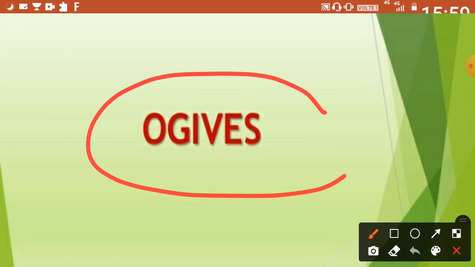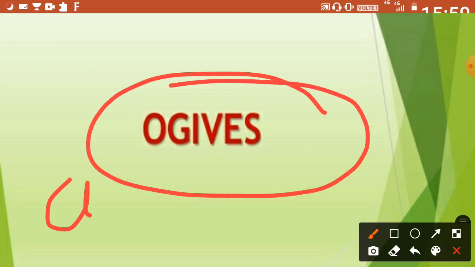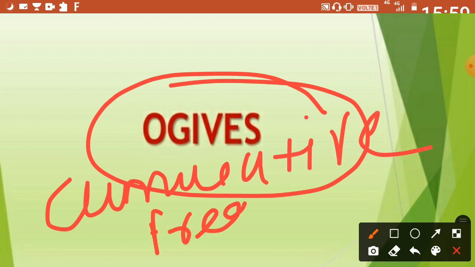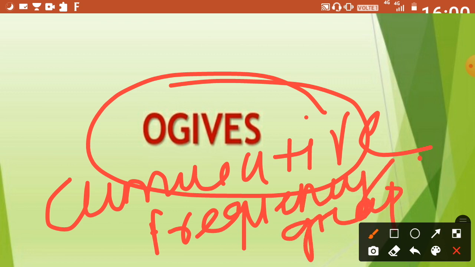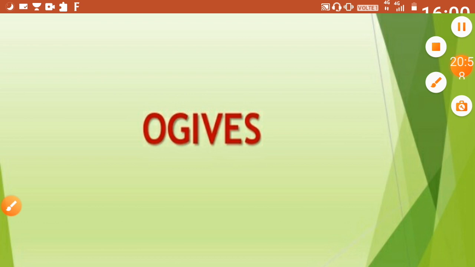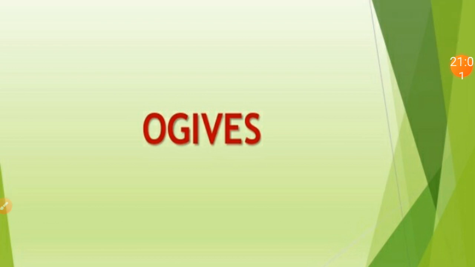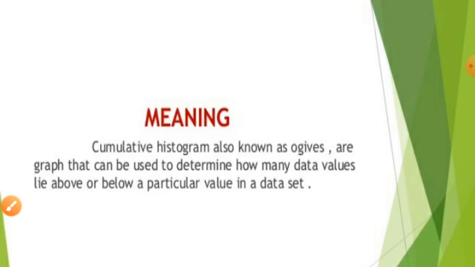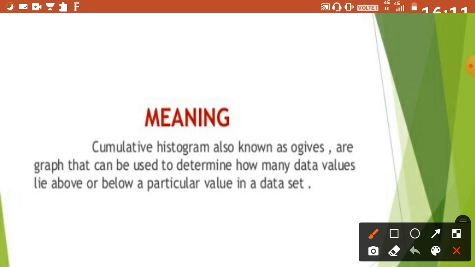Okay, so then comes your ogives. Ogives is also known as your cumulative frequency graph. So now we will study about ogives or cumulative frequency graph. By the way, cumulative frequency graph or ogives is very important. So let's move on. So what is actually a cumulative frequency graph or your ogive?